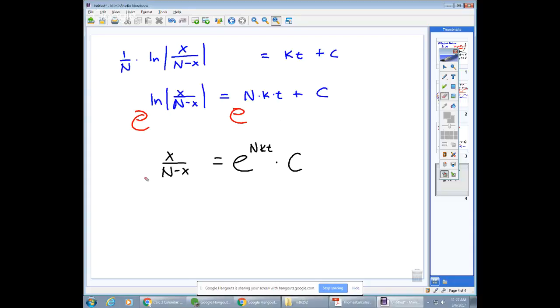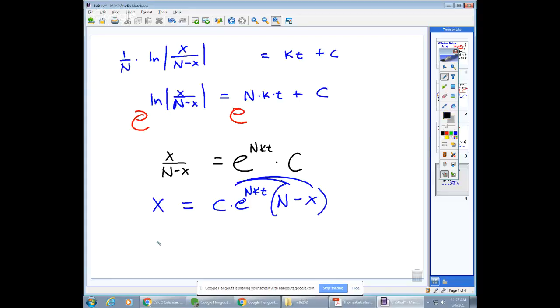And here's where the exciting times come. We have two x's here, and they don't just cancel. So the only thing I can do is multiply the n minus x to the other side. So I'm going to get x equals, I'm going to call that c times e to the nkt times n minus x. So I got the x out of the denominator. I got to get it to the other side, but I can't do it by division. That puts me back where I started. I have no choice but to distribute here and then use addition and subtraction to move things around.